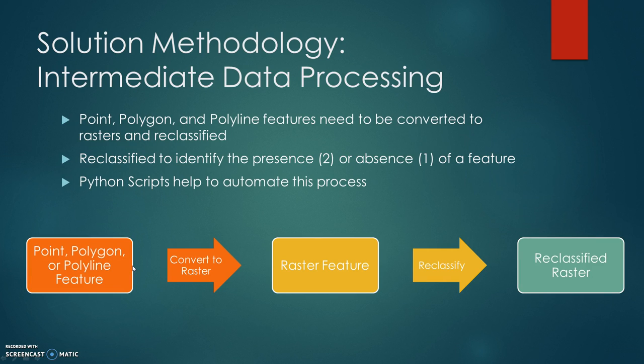So the second part was to be able to use this intermediate data processing, and we realized that each of our point, polygon, and polyline features needed to be converted to rasters and reclassified for the least cost path analysis. We figured that using the reclassification could help us identify the presence or absence of a given feature. And so we were able to use this for the Python scripts, as we found that it was a repetitive process to be done again and again.